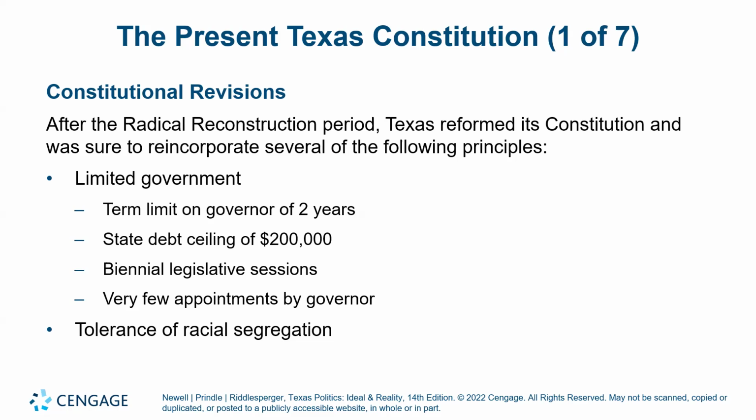Now, this was changed a little bit later on with an amendment to the state constitution, where now governors serve for 4 years. But originally, governors only served for 2 years at the original time of the 1876 Texas Constitution. The state set a state debt ceiling of only $200,000. We're also going to talk about later on how Texas is what you would call a balanced budget state, where they cannot run on a deficit.